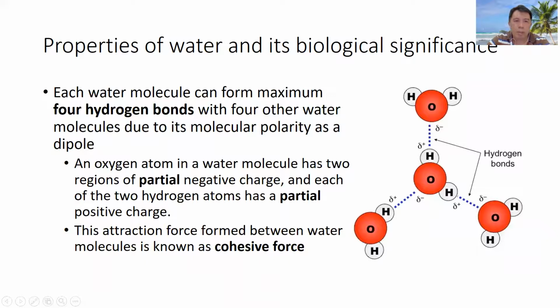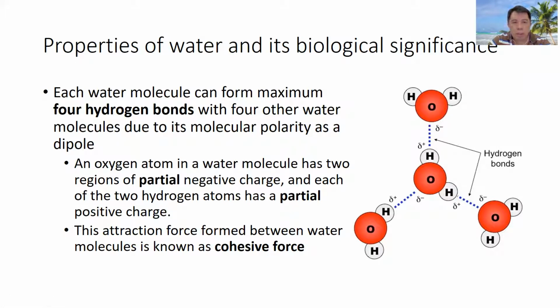Each water molecule can form a maximum of 4 hydrogen bonds. From here you can see 1, 2, 3, and then here is another one, due to the 2 lone pairs of electrons.